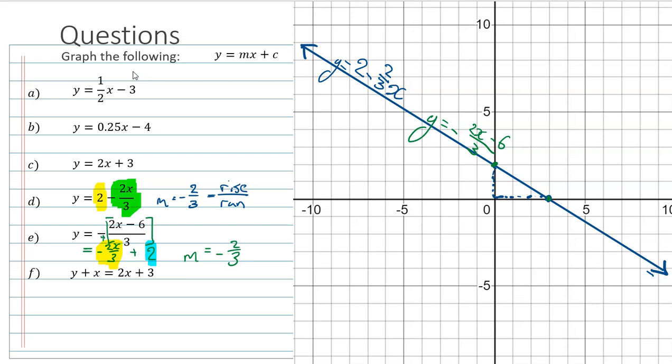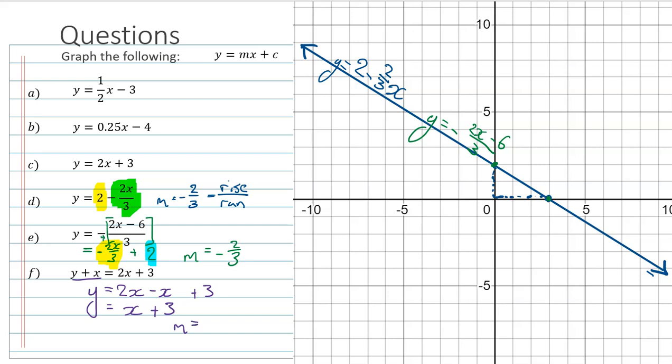And finally we're on to f, y plus x equals 2x plus 3. Well, notice once again, this isn't in the slope-intercept form because y is not the subject. It's actually an expression on the left-hand side here with an x involved. So what we need to do to get it into slope-intercept form is get rid of this x and make y the subject. So to do that, I'll simply take x from both sides of the equation. So this will become y equals 2x minus x plus 3, which will simplify down to x plus 3.